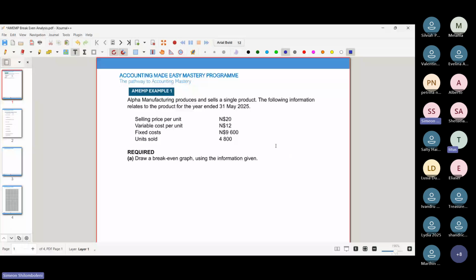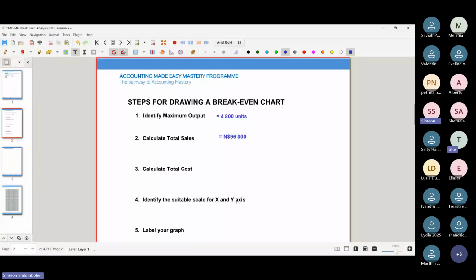How they got 96? They took the $20, the selling price, multiplied by the units sold. So that's how they got 96. You must not have an answer that is not here. The idea is for you to understand everything.